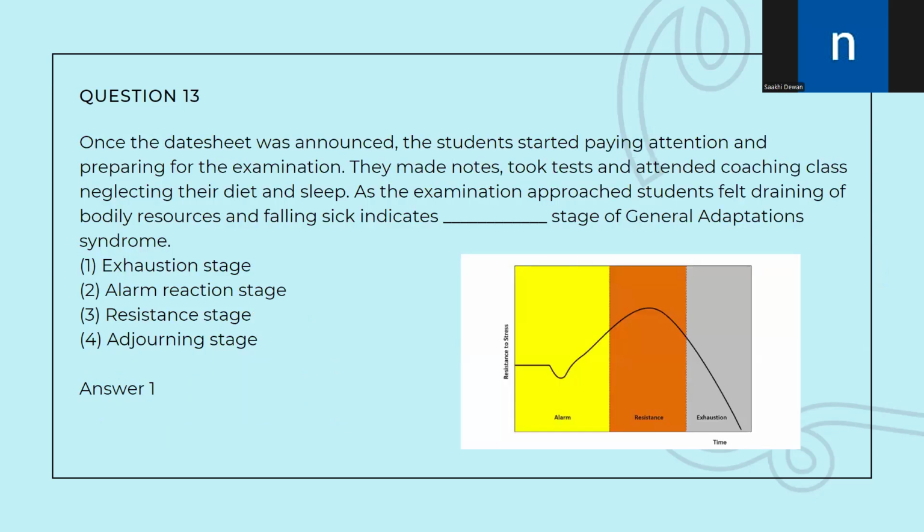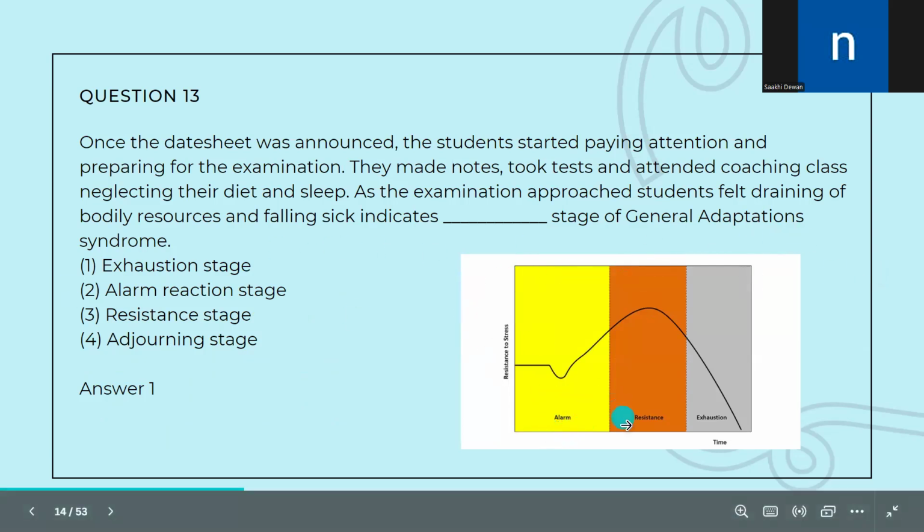Question number 13. Question number 13 states, once the date sheet was announced, the students started paying attention and preparing for the examination. They made notes, took tests, and attended coaching class, neglecting their diet and sleep. As the examination approached, students felt draining of bodily resources and falling sick. This indicates dash stage of general adaptation syndrome. Right. So there are three stages in general adaptation syndrome. The first is the alarm reaction stage, second is the resistance stage, and third one is the exhaustion stage.